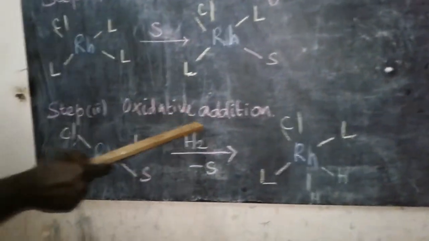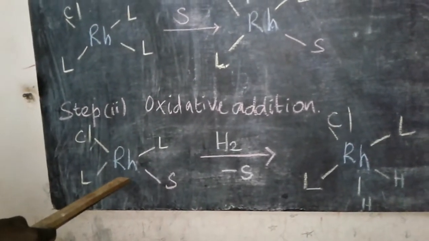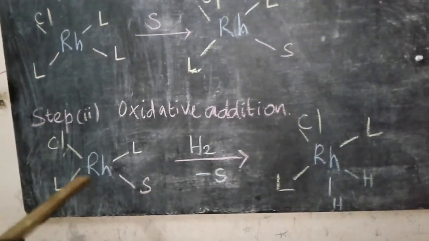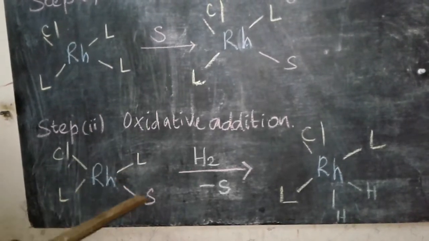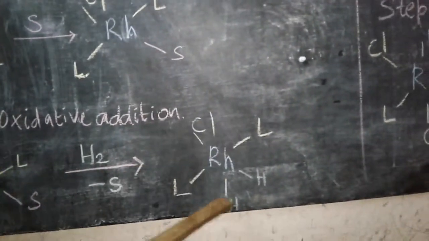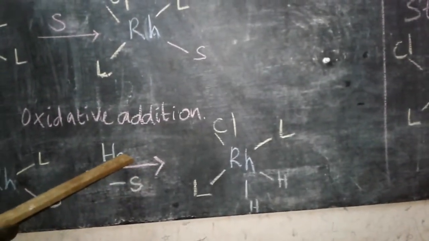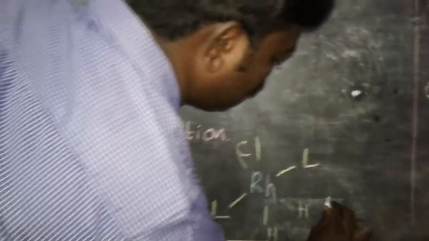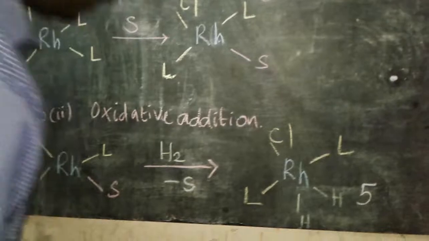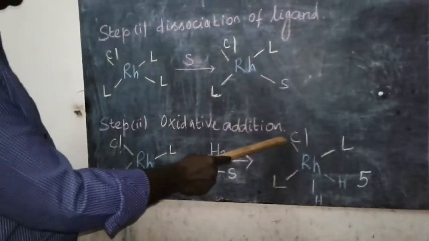Step 2 is the oxidative addition. In the second step, the hydrogen molecule gets added to our rhodium atom. Here you look, there are 4 ligands, the coordination number is 4, and now the coordination number changes to 5. Our solvent leaves and the hydrogen gets dissociated and adds to the rhodium. Here you see the coordination number changes to 5 from 4. So therefore we call this addition.